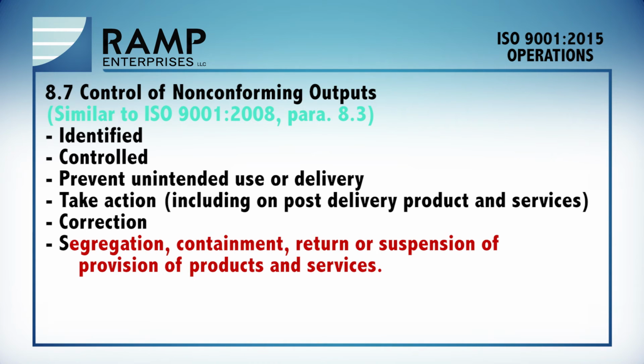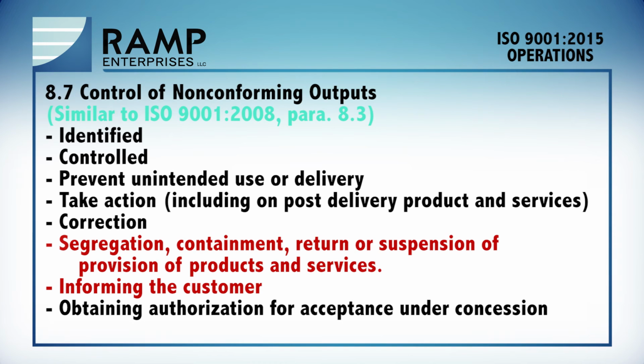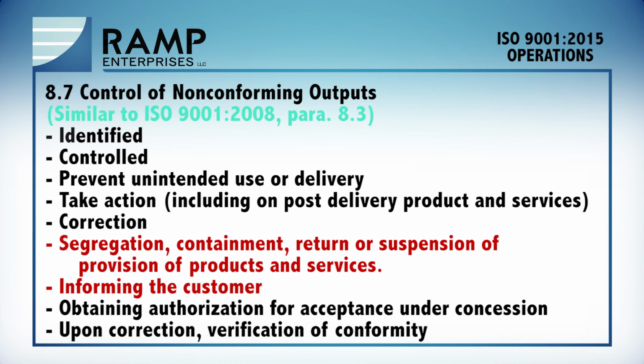We want to make sure we inform the customer when it has to do with a customer-specific requirement. We want to obtain the authorization for acceptance under concession if it's a customer-specific requirement. And upon correction, meaning upon rework, we need verification of conformity or reinspection.